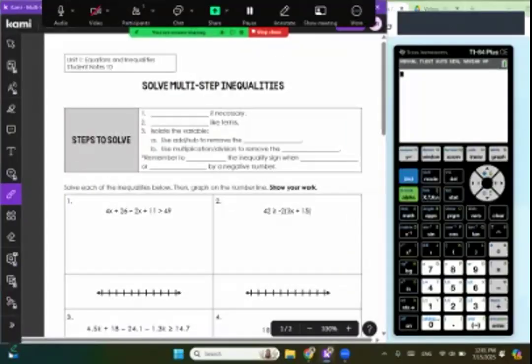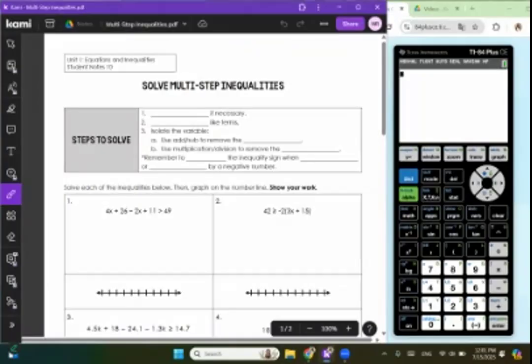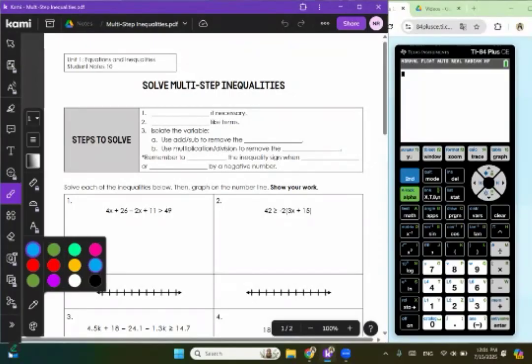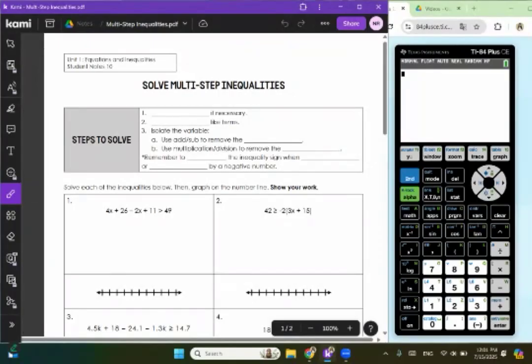All right, so now that you've got a feel for knowing when you need to flip the inequality symbol and when not, we're going to move on to solving multi-step inequalities. Same rules apply, just added more steps. And you've already solved multi-step equations, so this should be familiar. If you feel like you need to pull out that flow chart, feel free to do so as well.